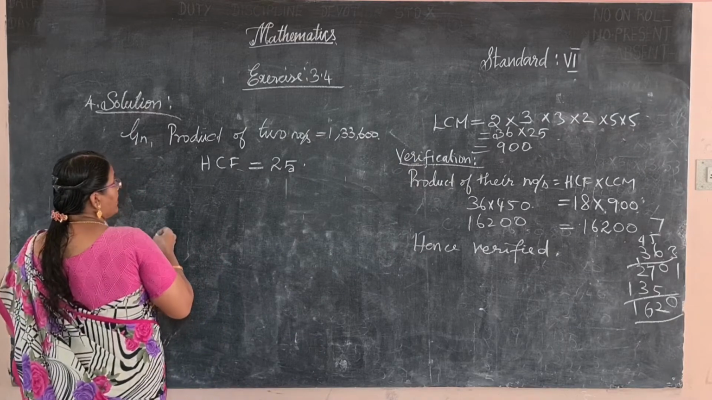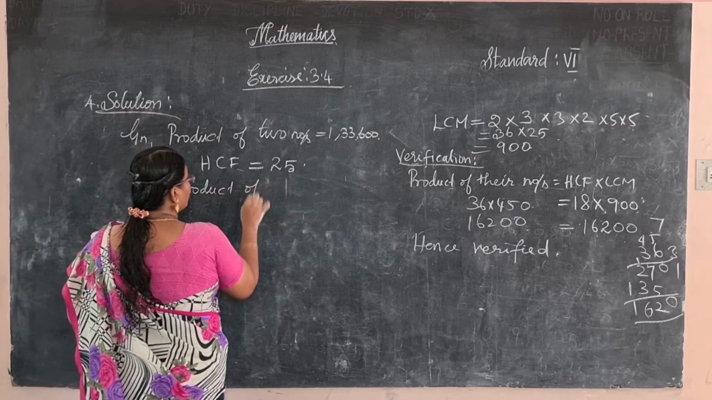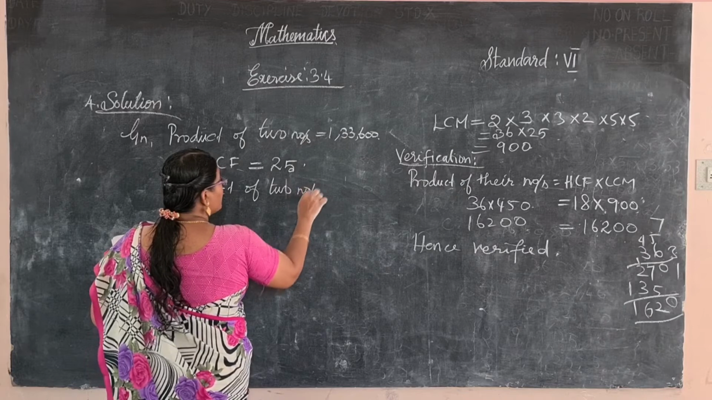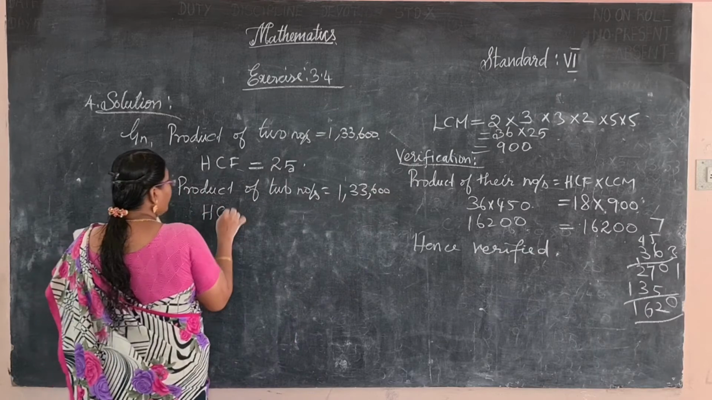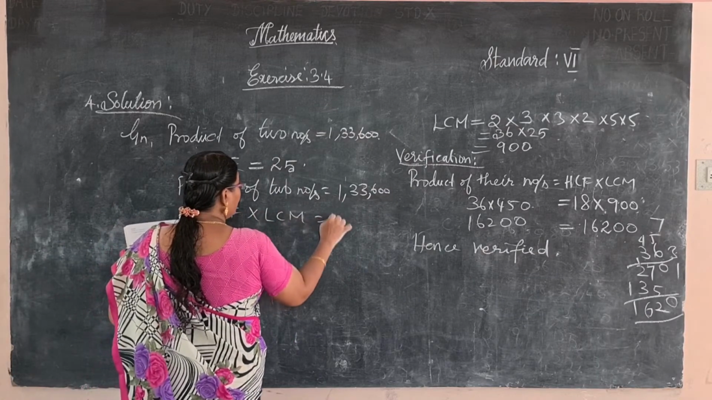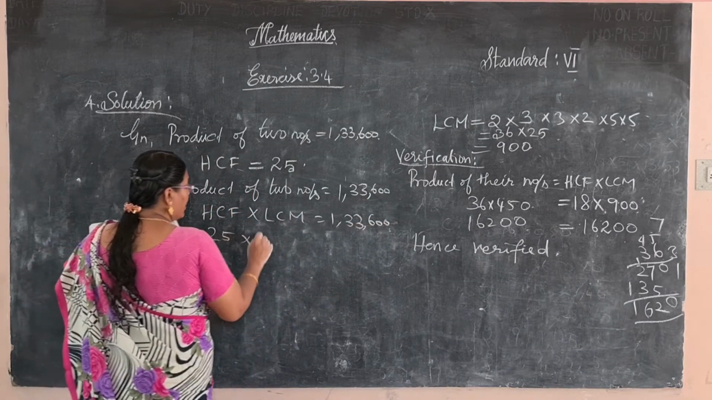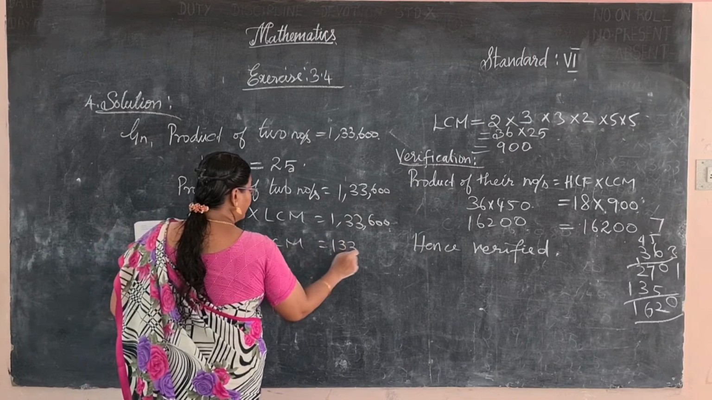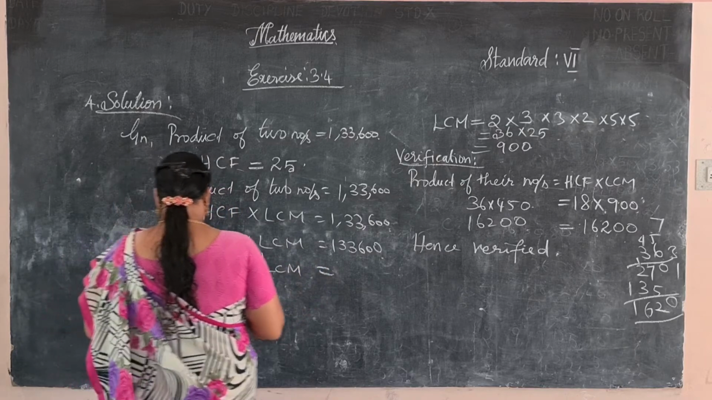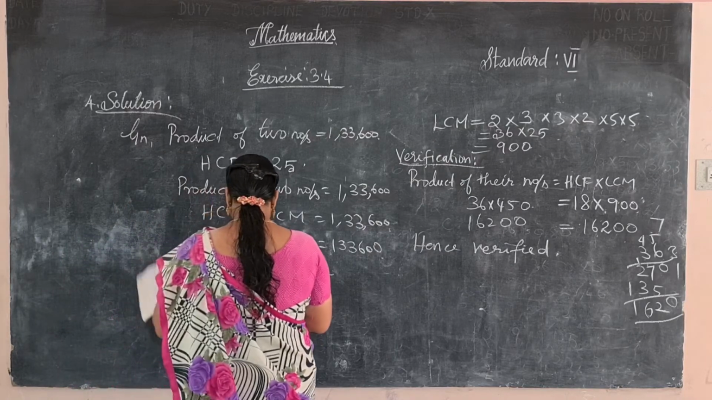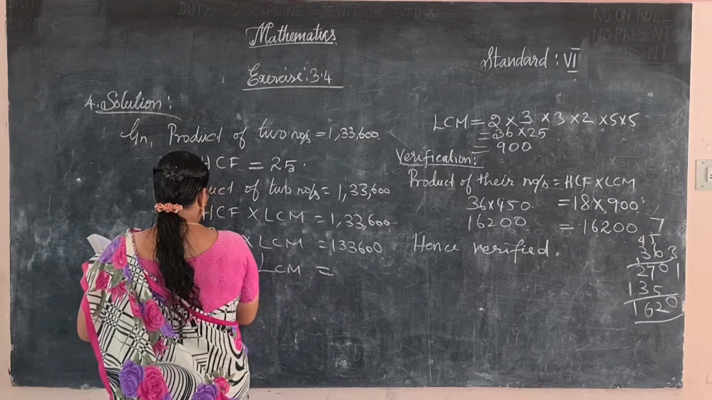So product of the two numbers is equal to 1,33,600. HCF into LCM equal to, so HCF is 25 into LCM equal to, so LCM is equal to this. How many times is possible? It's 5 table.